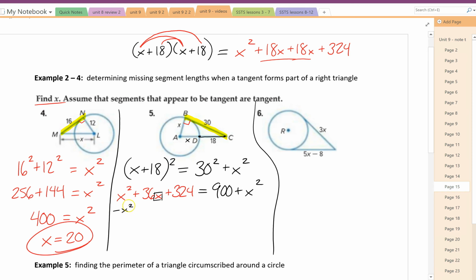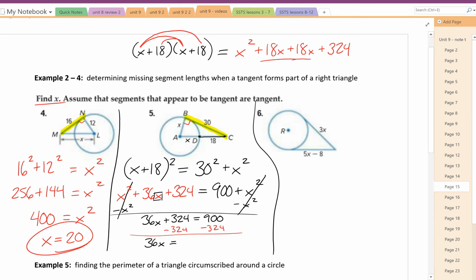And if I subtract it from the left side here, I have to subtract it from the right side. And that's going to be kind of nice because now I don't have any more x squared terms. If I subtract it from here and subtract it from here, all I'm left with is 36x plus 324 being equal to 900. Still want to get x by itself. Now I'm going to subtract 324 from both sides. Once I do that, I'm going to have 36x equals whatever 900 minus 324 is.